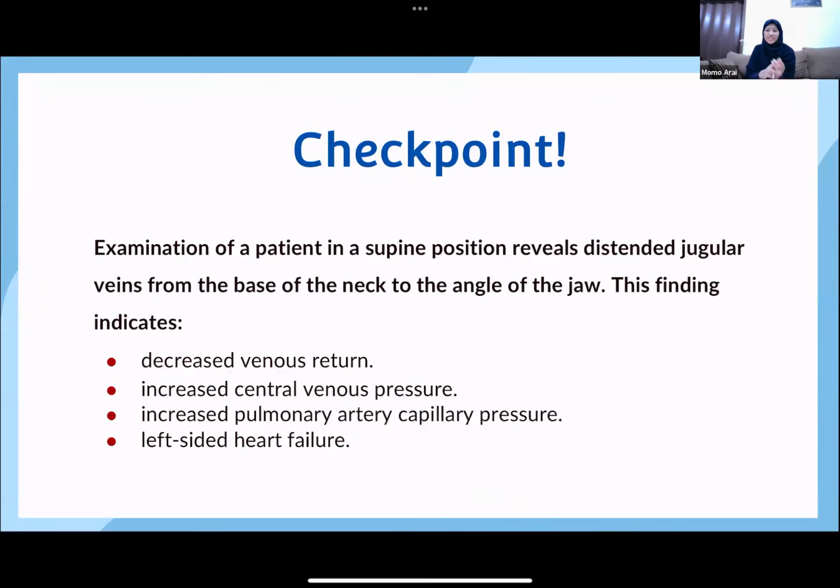I just have two questions. You guys can answer them. So first question: examination of a patient in supine position reveals distended jugular veins, right? This finding indicates which of the following: decreased venous return, increased central venous pressure, increased pulmonary artery capillary pressure, or left-sided heart failure.